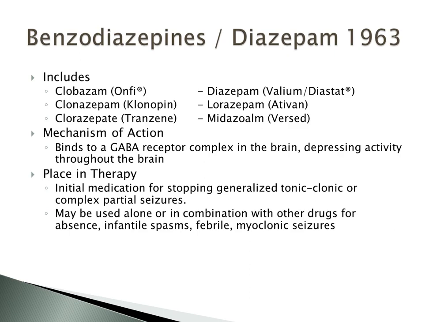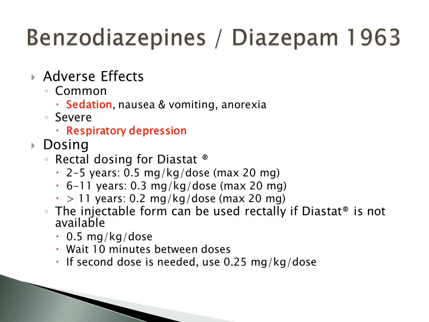Almost all of these agents can be used as an initial medication for stopping seizures, and most of them can be used alone or in combination for almost all seizure types. Common side effects for all these meds: sedation is the most common, and really severe would be respiratory depression. Often you don't see respiratory depression with just one agent, but potentially when you see a patient who's in status who you've given multiple doses of benzodiazepine and then multiple agents on top of that, it will continue to exacerbate the respiratory depression.